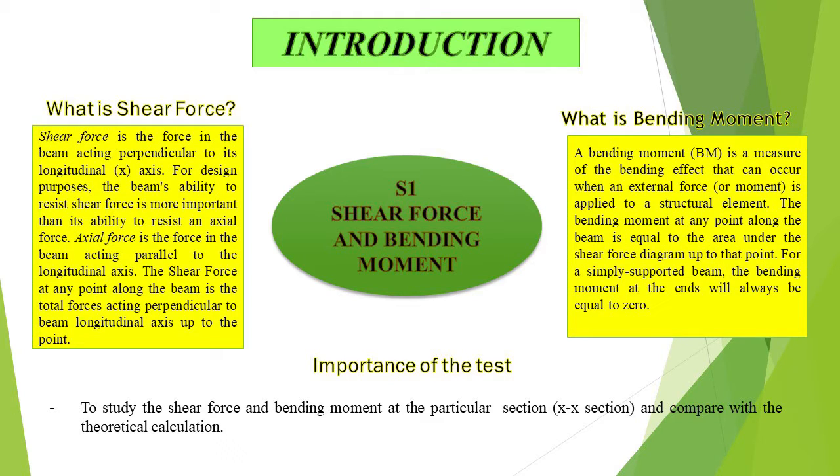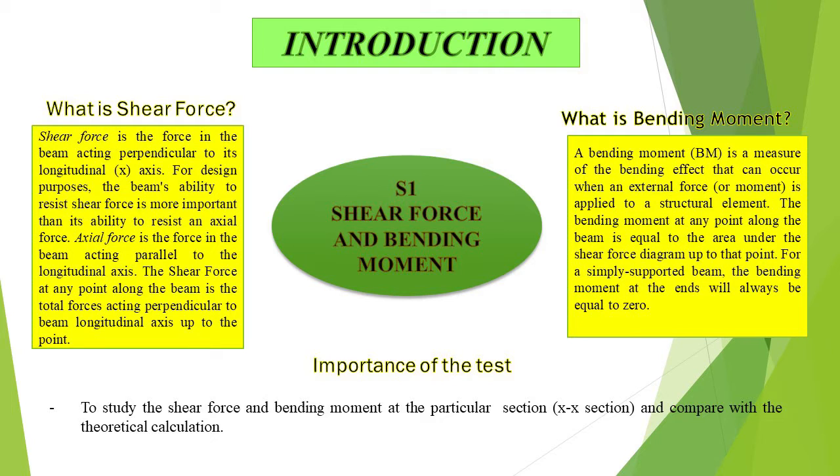For design purposes, the beam's ability to resist shear force is more important than the ability to resist an axial force. Axial force is the force in the beam acting parallel to the longitudinal axis. The shear force at any point along the beam is the total forces acting perpendicular to the beam longitudinal axis up to the point.